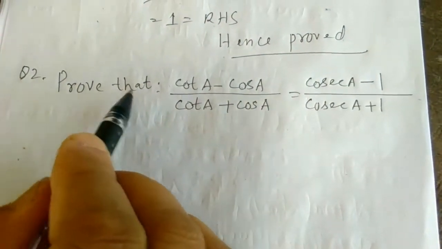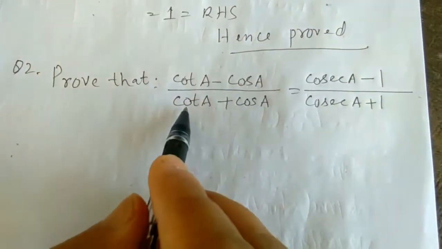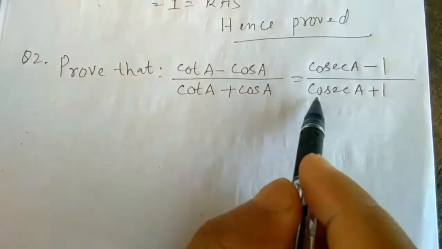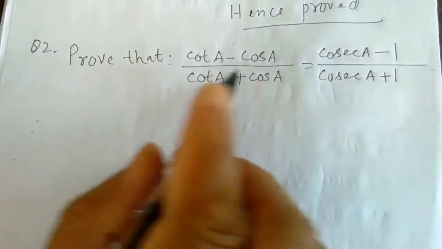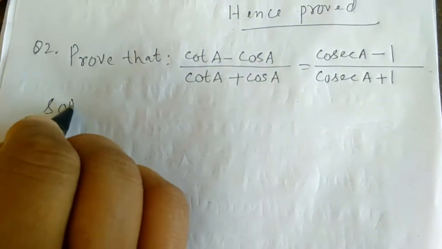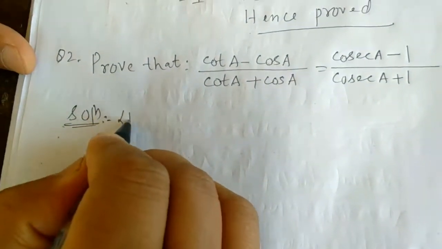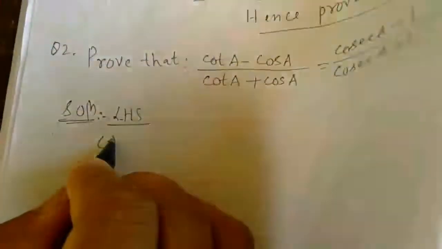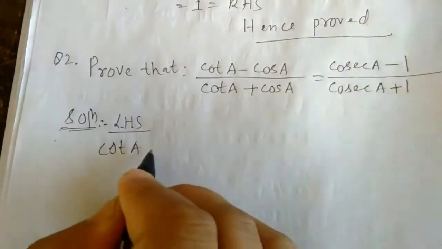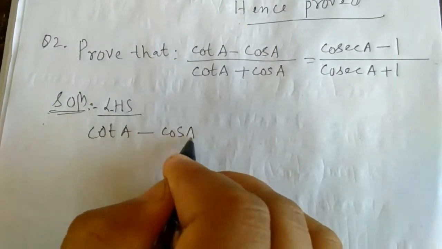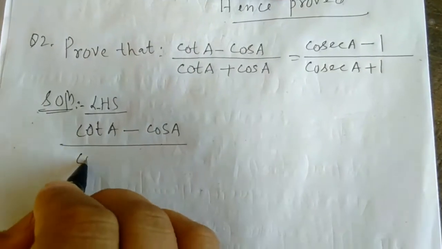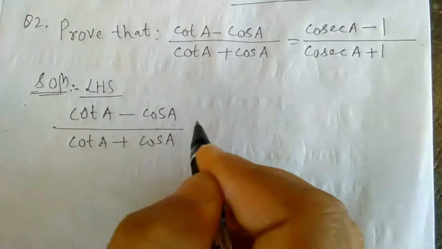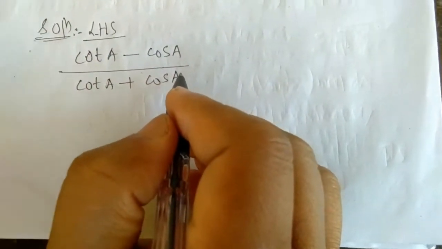Question number 2. Prove that cot a minus cos a by cot a plus cos a equal to cosec a minus 1 by cosec a plus 1. Okay, how to prove? Let me show you. Solution, left hand side. Left hand side, cot a minus cos a by cot a plus cos a. Okay, so how to do?